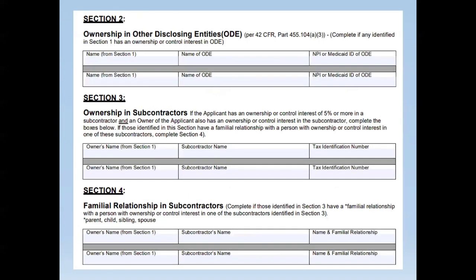Sections 2, 3, and 4 have to do with ownership. These usually don't apply to practitioner type providers, so it's very possible that you might be able to skip sections 2, 3, and 4. If you do, you can put in this first name field here, N/A for not applicable. You can possibly do that if you'd like for sections 2, 3, and 4.